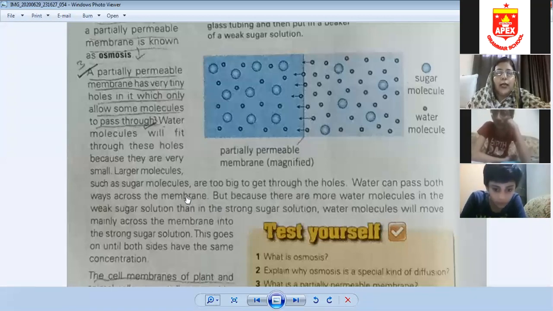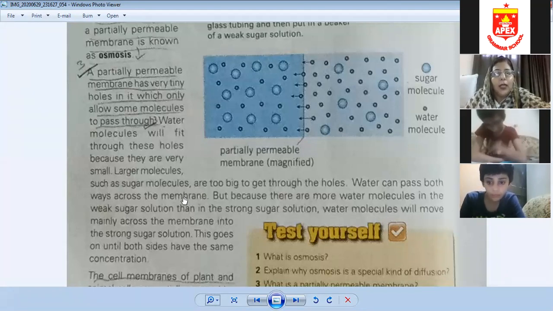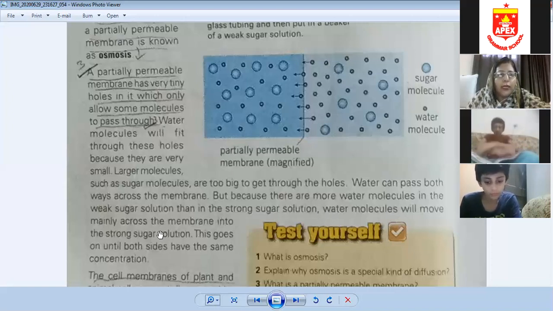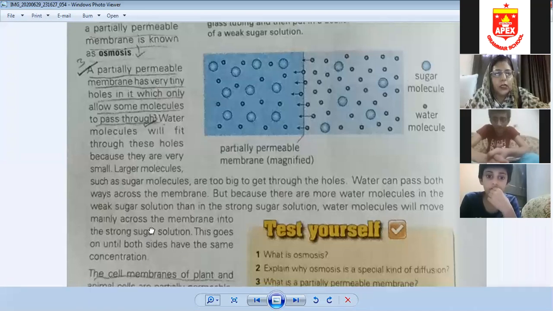Water can enter a partially permeable membrane and can also come out through it easily. But because there are more water molecules in the weak sugar solution than in the strong sugar solution, water molecules will move mainly across the membrane into the strong sugar solution. This goes on until both sides have the same concentration. I will explain this with the help of an example.